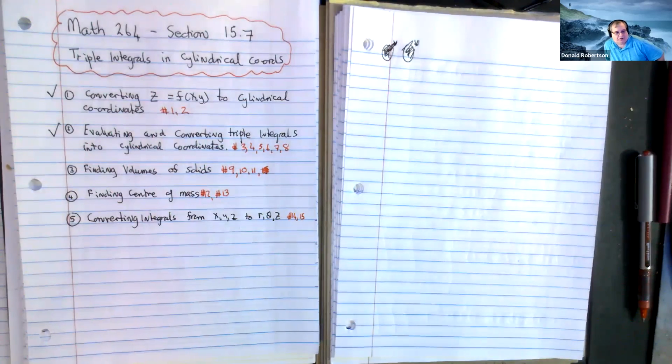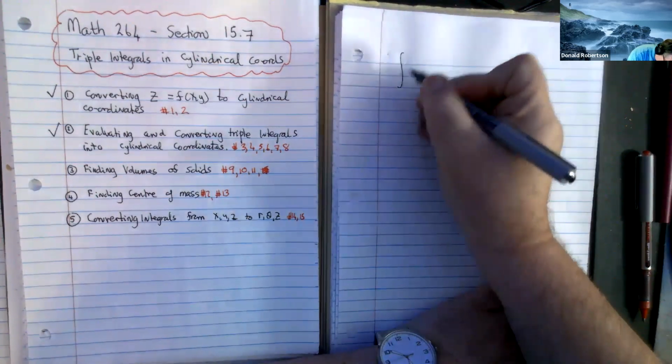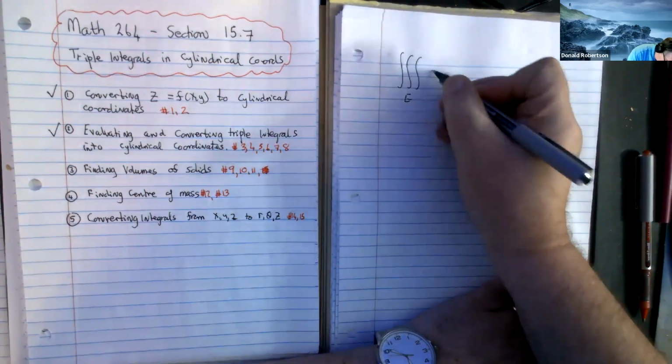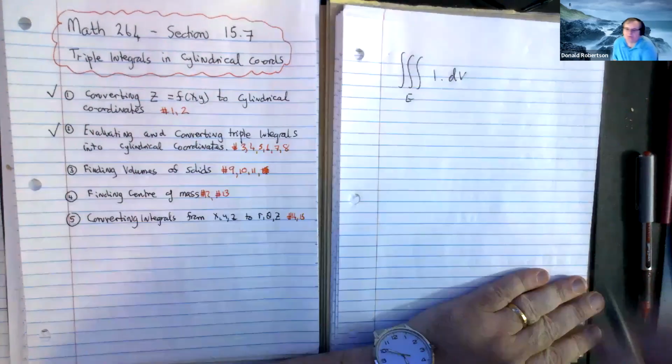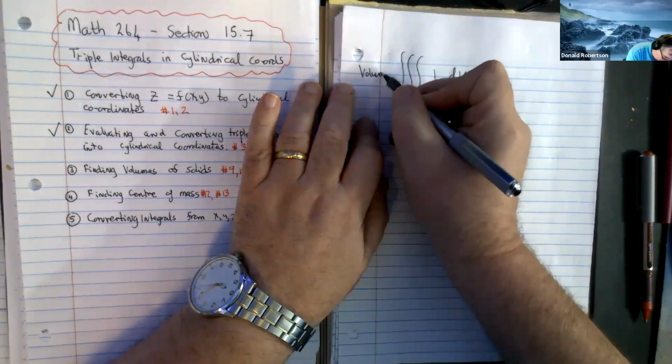There we are. We've gone over some examples of converting a triple integral into cylindrical coordinates and getting essentially the new integral and solving the problem. The next situation is finding the volume of a solid. Well, here is how you find the volume of a solid. You integrate 1. That will get you the volume of a solid.